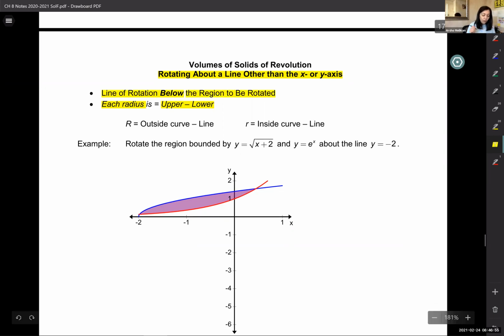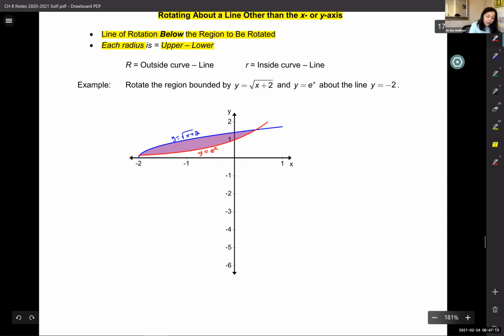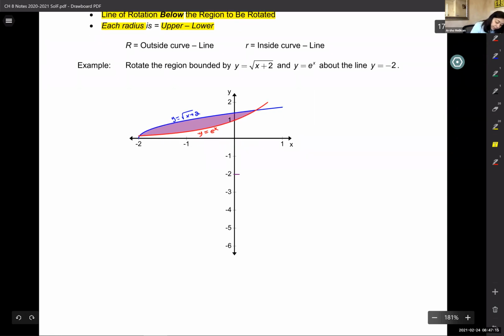What do I mean by that? Well, let's take a look at this example. We want to rotate the region bounded by y equals root x plus 2, that's this one, and y equals e to the x, about the line y equals -2, that's here.